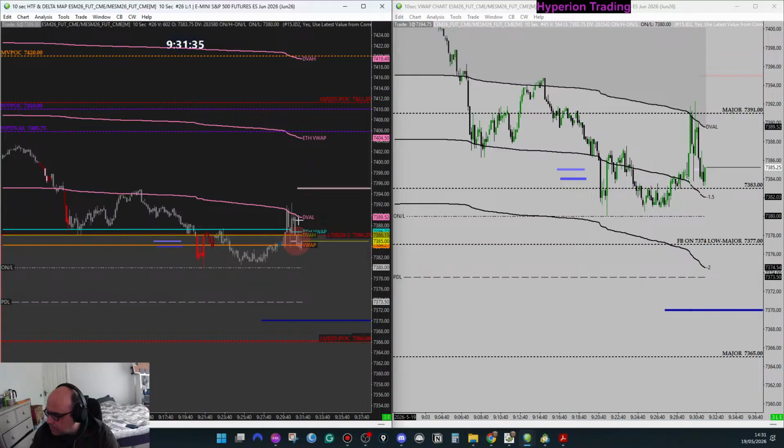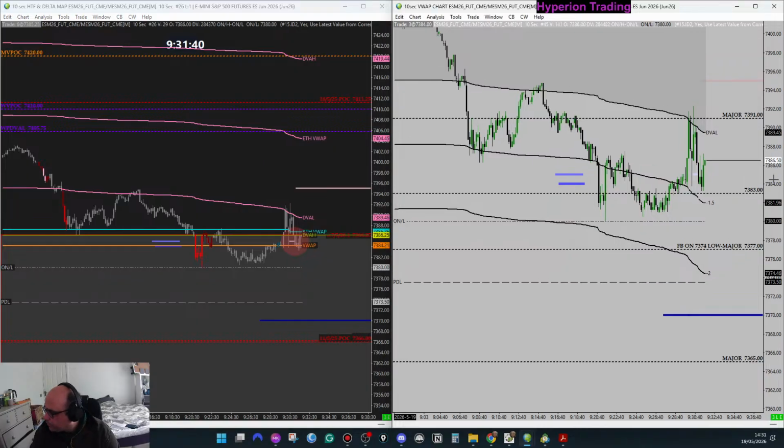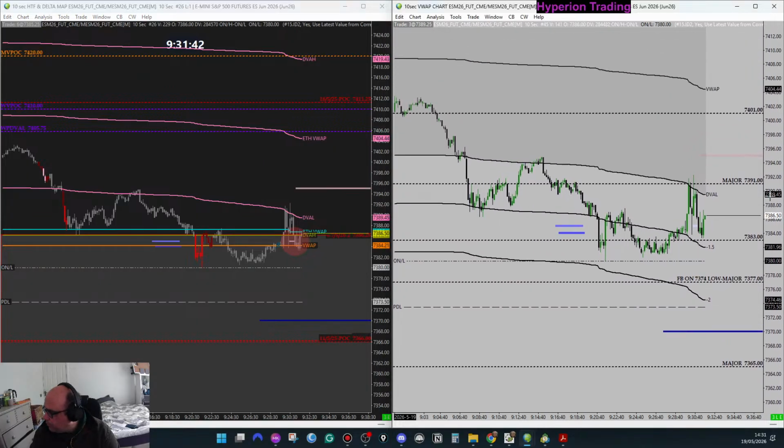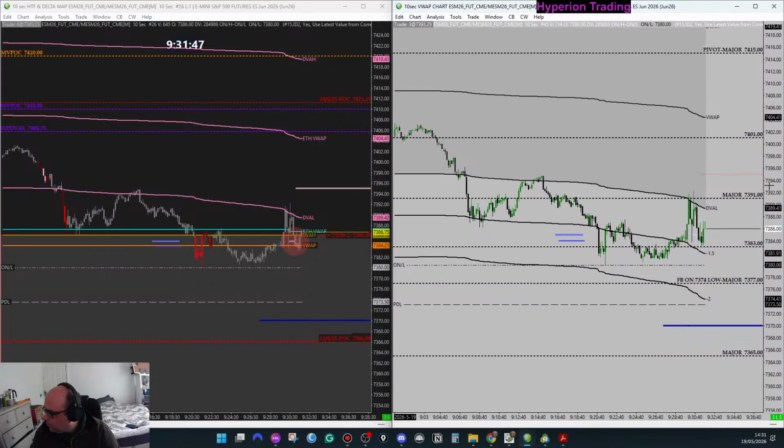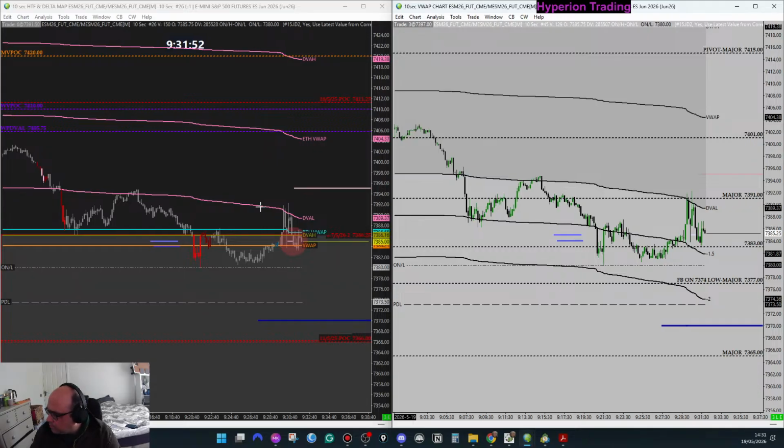Let's see. We see some trapped sellers probably here. Let's try to go lower. This is a very trappy zone now. Avoid entries.